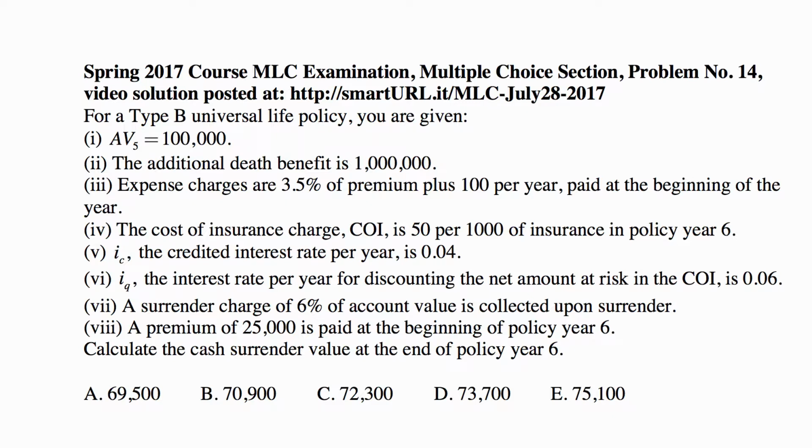The cost of insurance charge is 50 per thousand of insurance in policy year 6. IC, the credited interest rate per year, is 4%. IQ, the interest rate per year for discounting the net amount at risk in the cost of insurance calculation, is 0.06. A surrender charge of 6% of account value is collected upon surrender. A premium of $25,000 is paid at the beginning of policy year 6. Calculate the cash surrender value at the end of policy year 6.